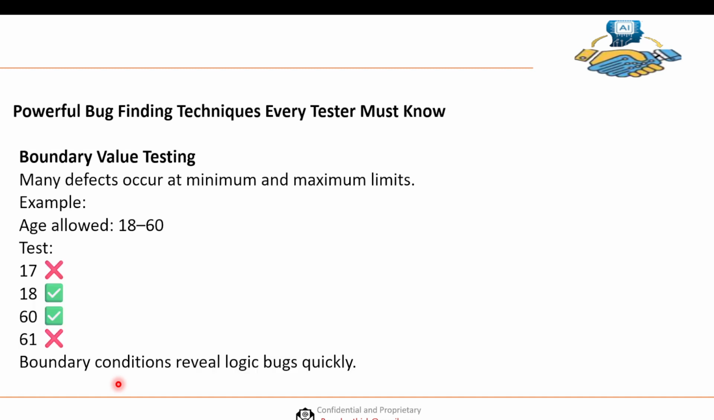The next technique is boundary value testing. This is also a very important technique, because many defects occur at minimum and maximum limits. For example, if our application says age is allowed between 18 and 60 years, as a QA we try 17, what will happen? Then 18, which is a valid age, then 60 and 61. Boundary conditions reveal logic bugs quickly.